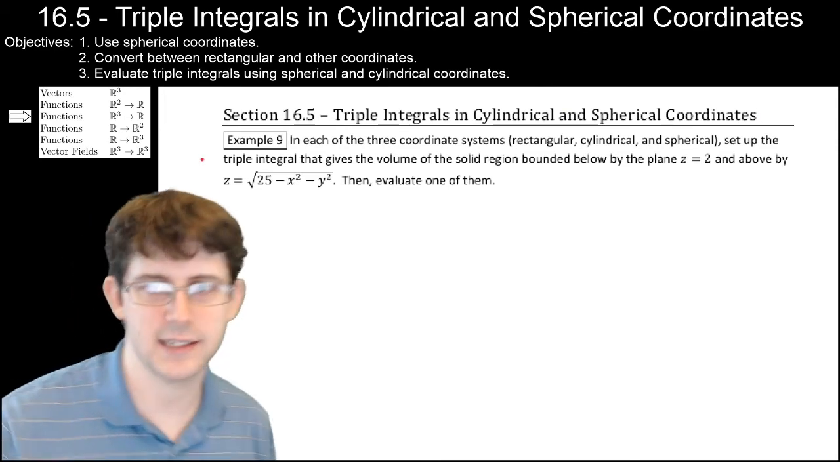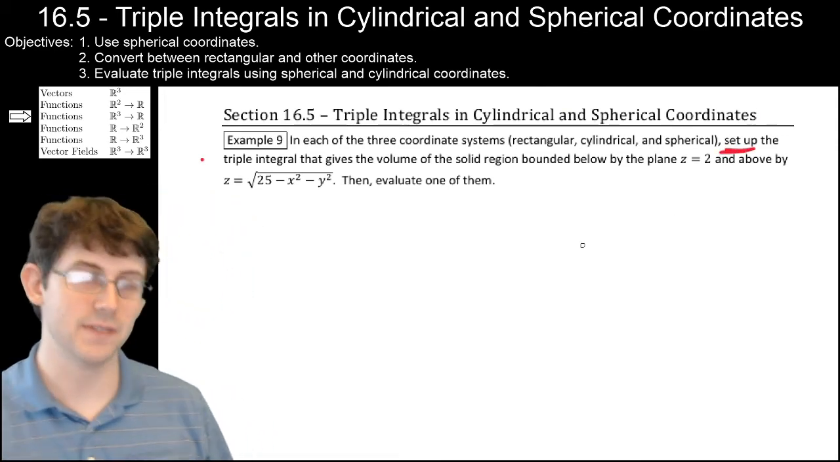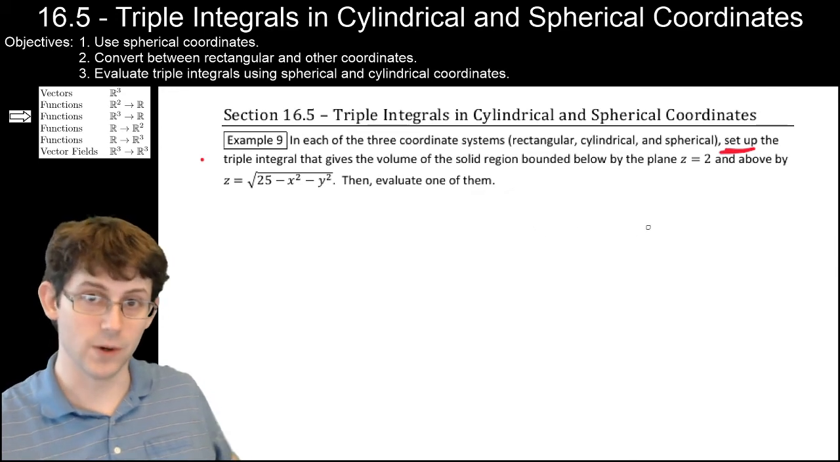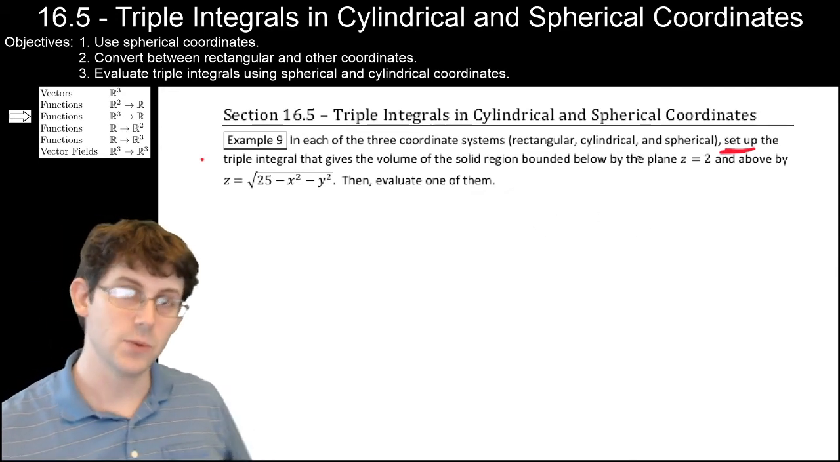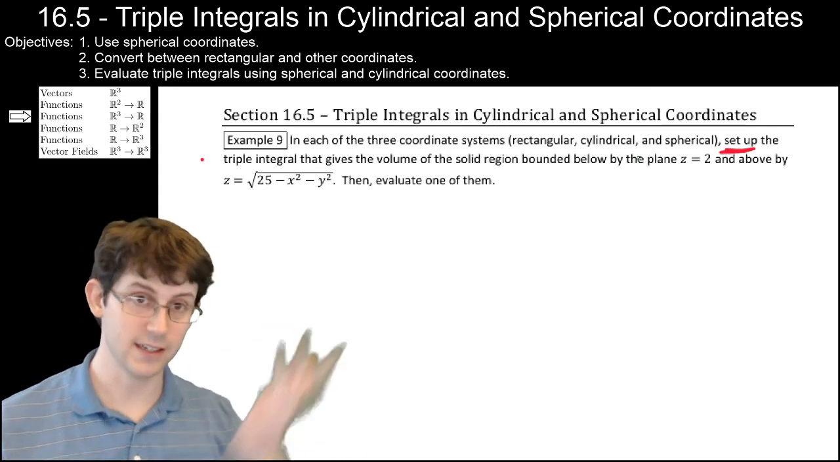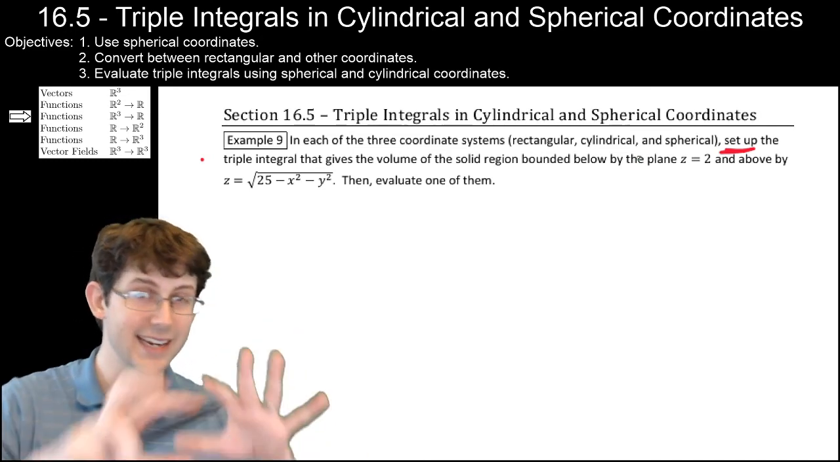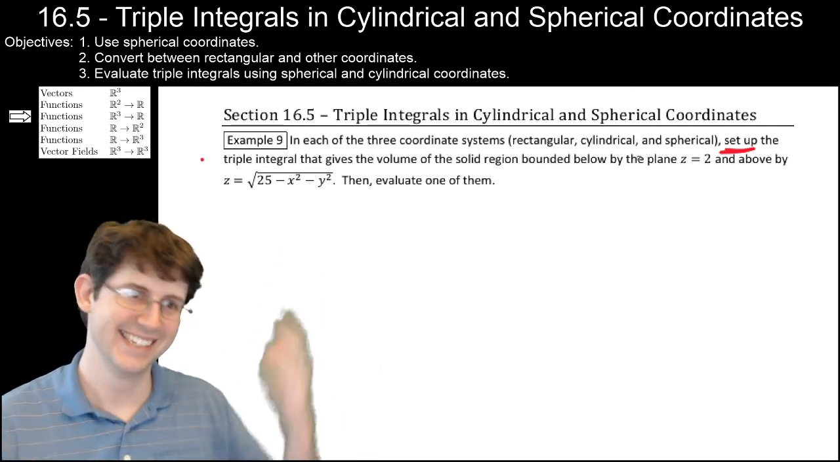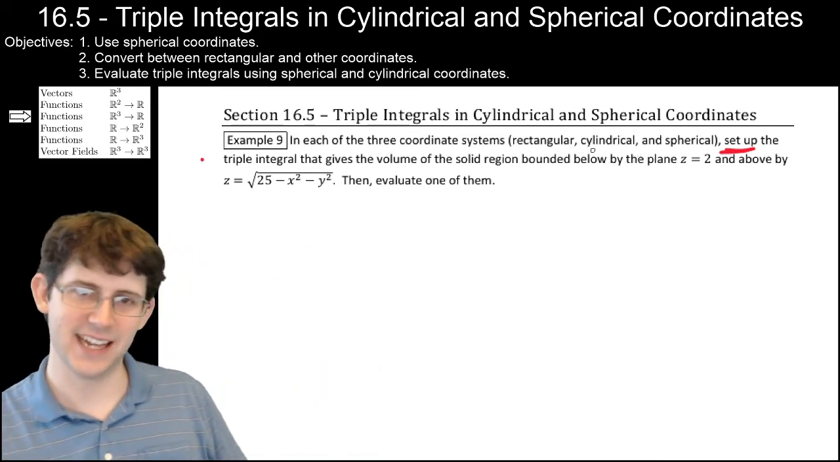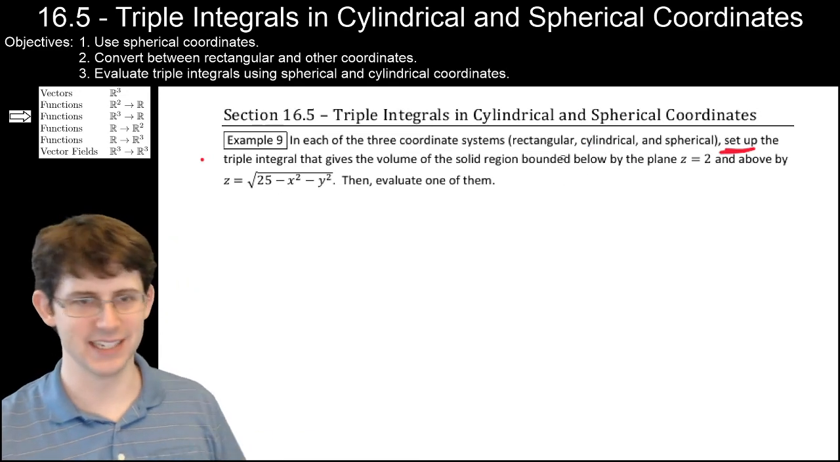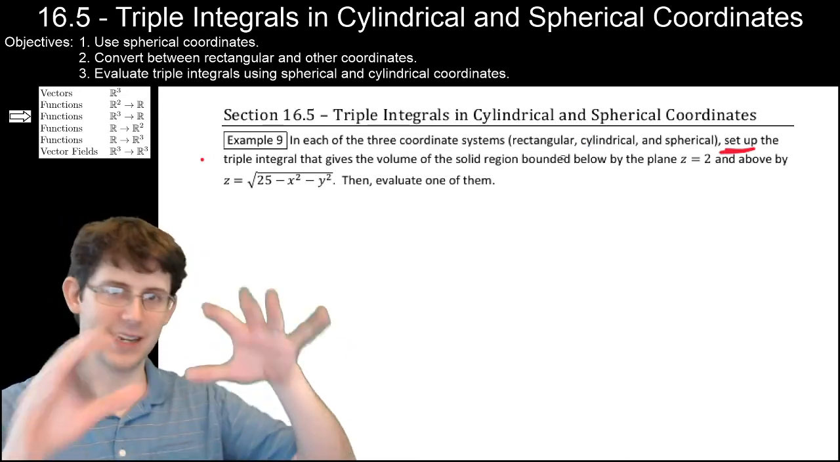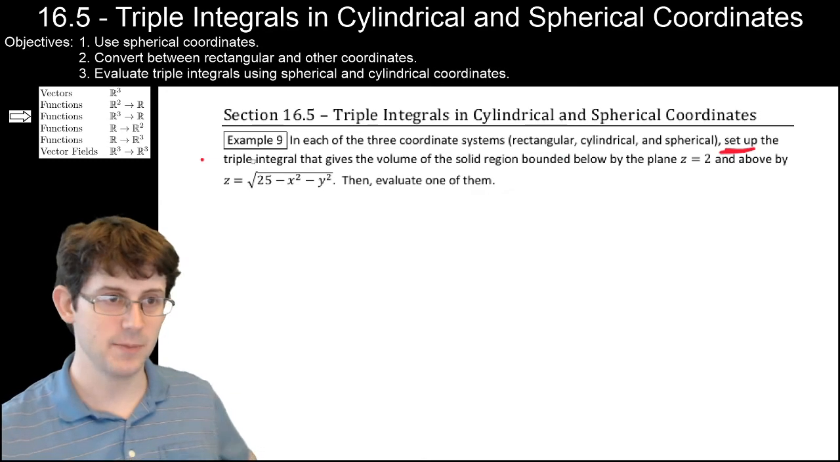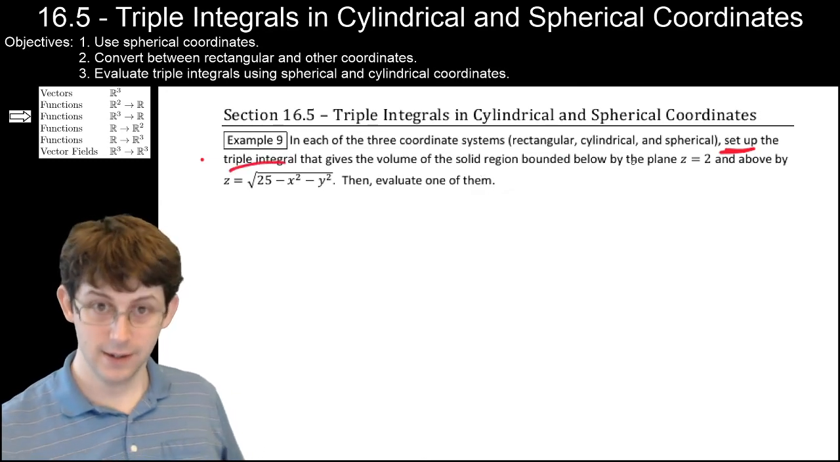Okay, let's set up one integral 3 different ways using the 3 different coordinate systems. Generally, you'll like rectangular because it's familiar. You'll like cylindrical if things are round but not spherical. And you'll like spherical if everything is spherical. Cylindrical ends up coming up the most, just because usually something is a little bit round, but it's not a perfect sphere. So let's set up the triple integral 3 different ways.